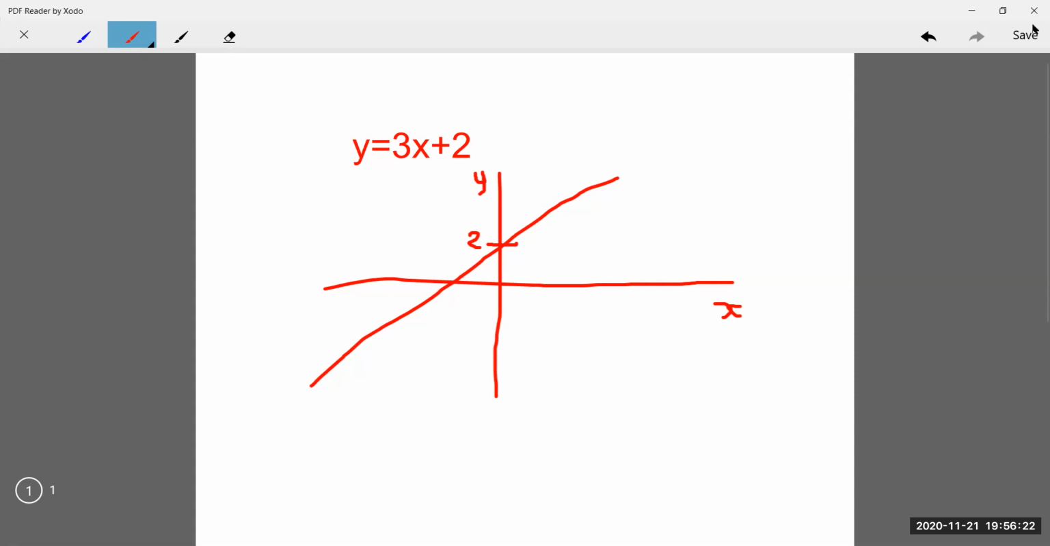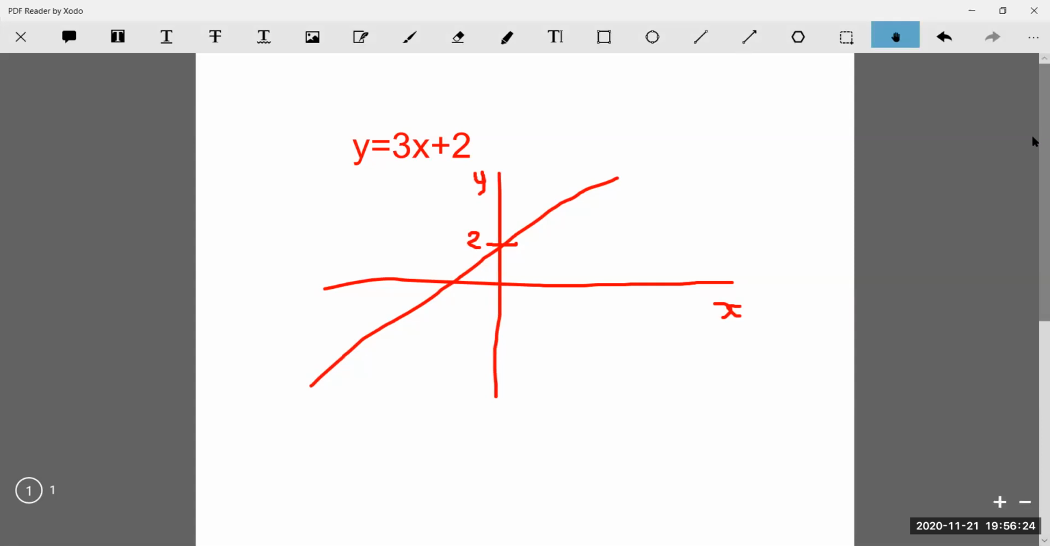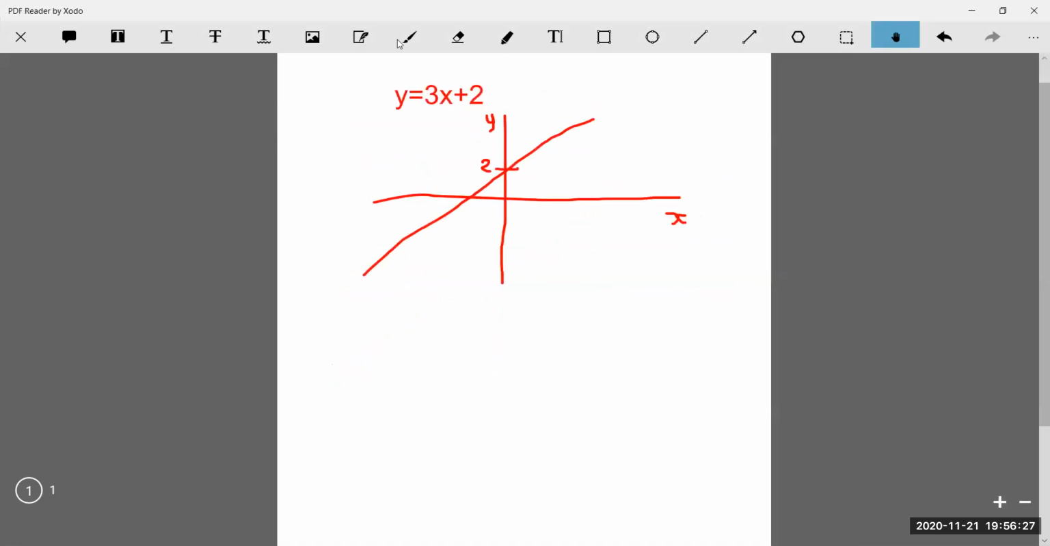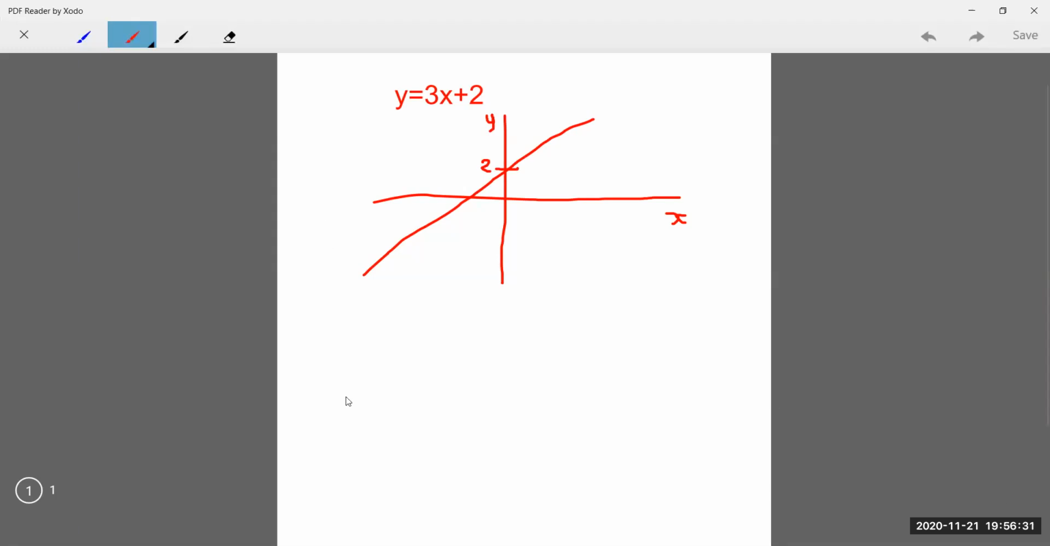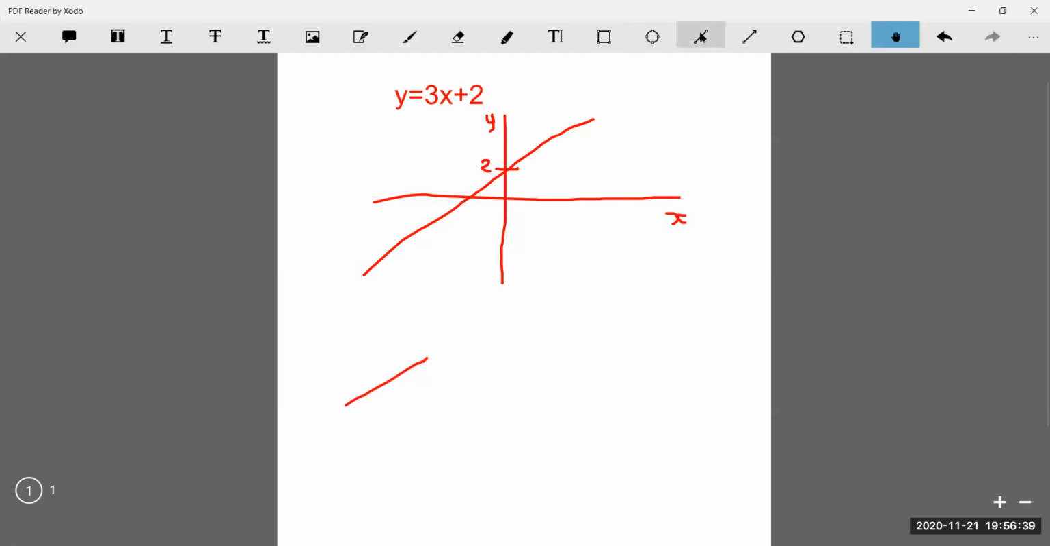So why did I bring this up? Just to make a conclusion. Anytime you see the shape of a graph look something like this, you know that the line has a positive gradient. All right, a line that looks like that has a positive gradient. Now, what if they give you a horizontal line? What's the gradient of a horizontal line?